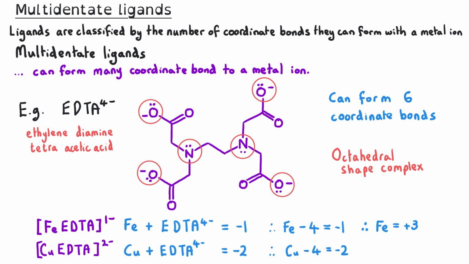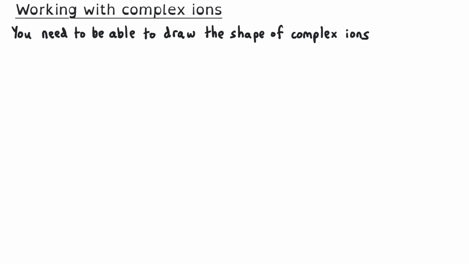And since the overall charge for the copper complex is 2-, copper must be +2 as a result. You need to be able to draw the shape of complex ions. Typically, there will be an octahedral or tetrahedral shape, and it's most likely that it will include the ligands mentioned in this video, but it might be for something unfamiliar.